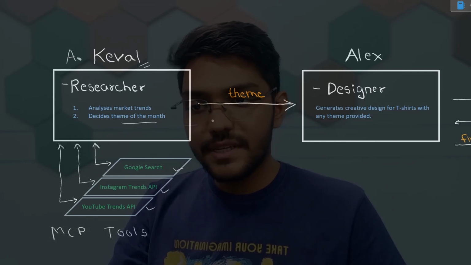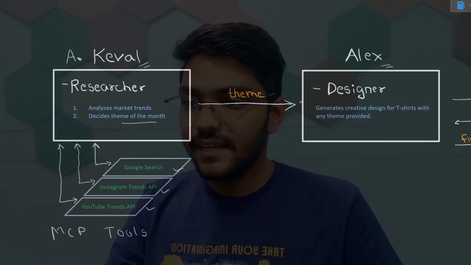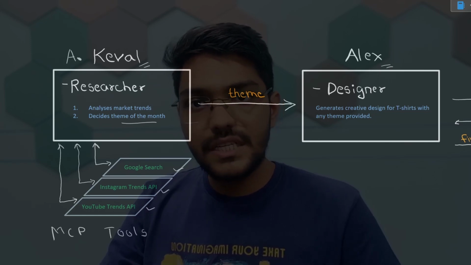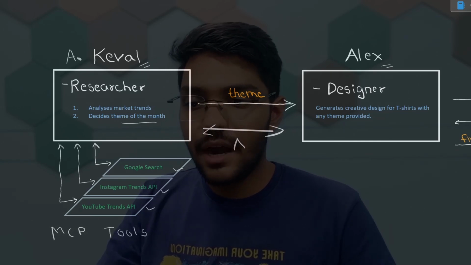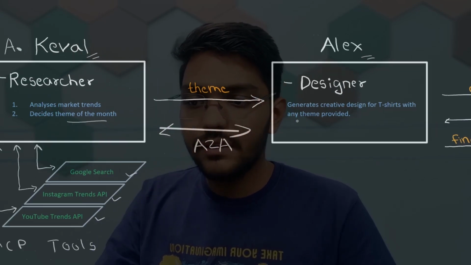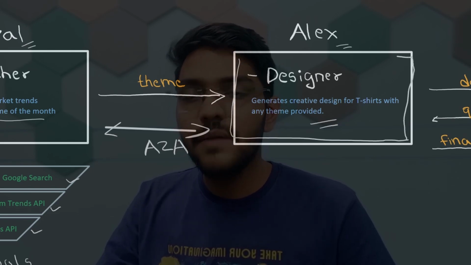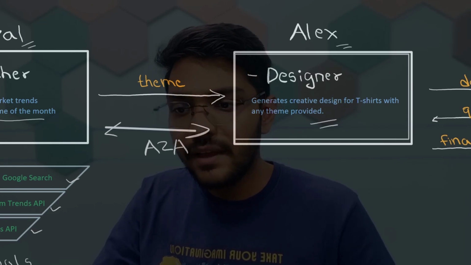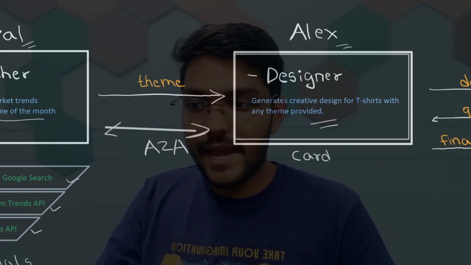Now that we have the theme decided by our first agent, let's move to the next one, agent Alex. Agent Alex communicates with agent Keval and gets the theme of the month. This communication is where A2A comes into the picture. Each agent has an agent card where the capabilities of the agent are mentioned. For example, agent Alex's agent card would say that she's a designer, she designs arts and graphics. You just have to provide the topics you want to design on, and she generates ideas on the topic and provides the design as image outputs. So this will be the agent card of agent Alex.